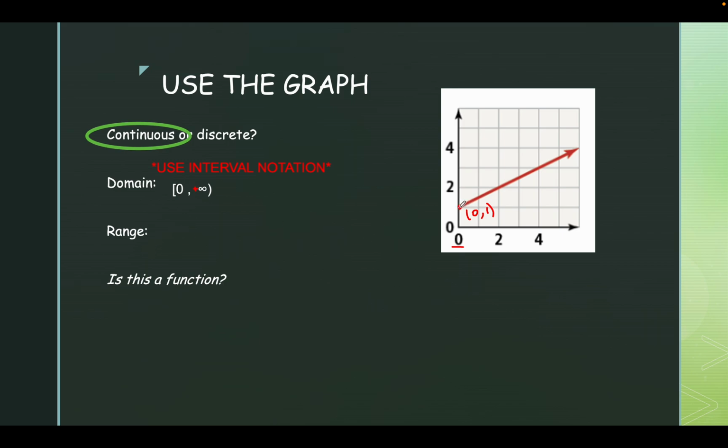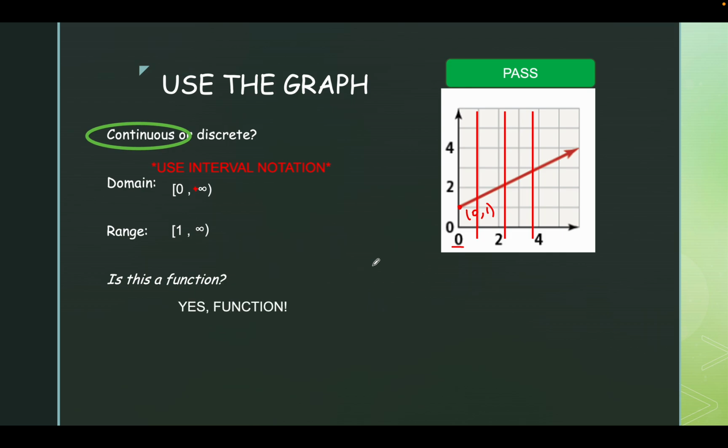So this graph, the y value starts at 1, and 1 is included. And the graph travels up, which means it goes to positive infinity. Is this a function? Well, we can use our vertical line test, see if it crosses more than once. It does not, therefore it passes, and yes, it's a function.